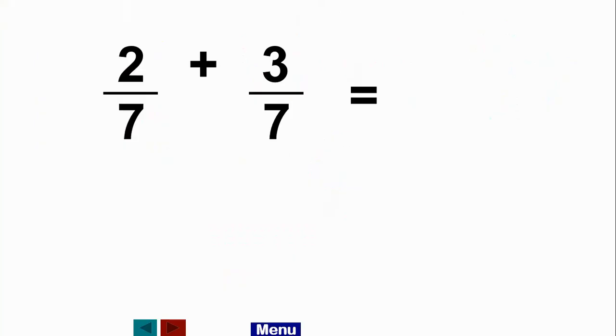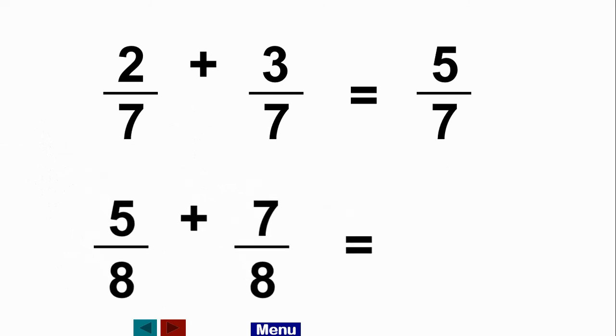Okay, so we've got 2 sevenths plus the 3 sevenths. So imagine you had a pizza and you divided it into 7 bits, and you gave somebody 2 sevenths and someone else got 3 sevenths. In total, there's 5 sevenths there to be counted, and that's what we get. Let's have a look at our next one.